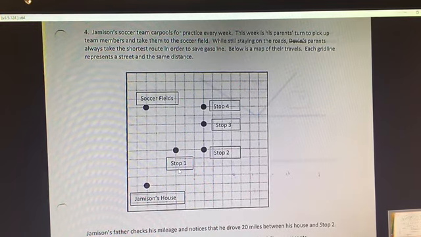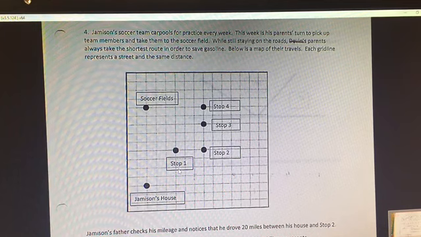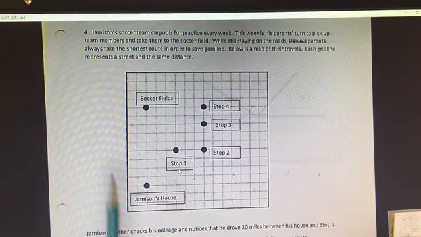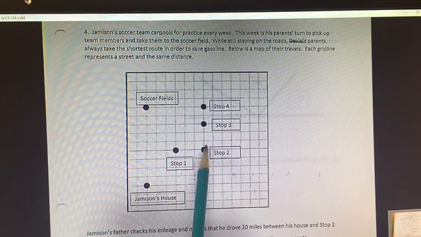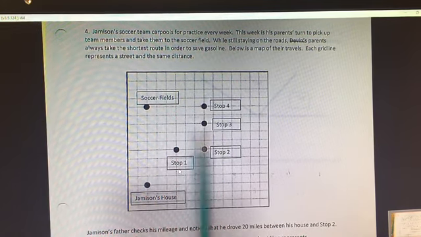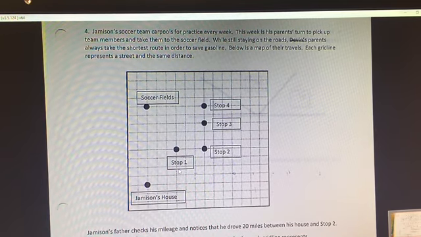Each grid line represents a street and the same distance, okay? So we have Jameson's house and we have the soccer field. You're not going to want to go over here and pick up 2 and then go pick up 4 and then pick up 3 and then come back to 1 and then go up here. We want to take that shortest distance.